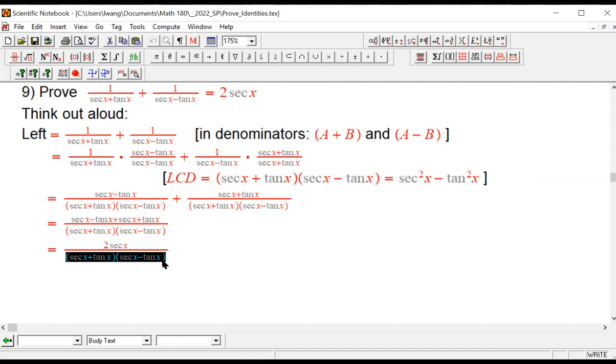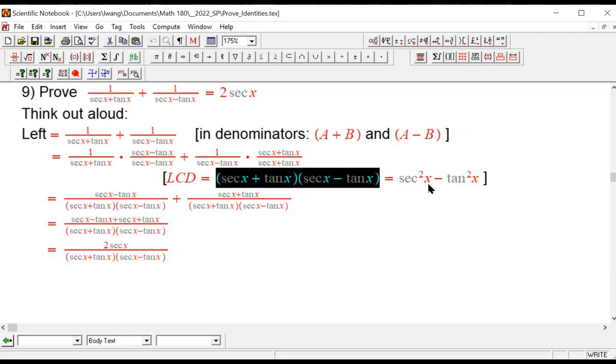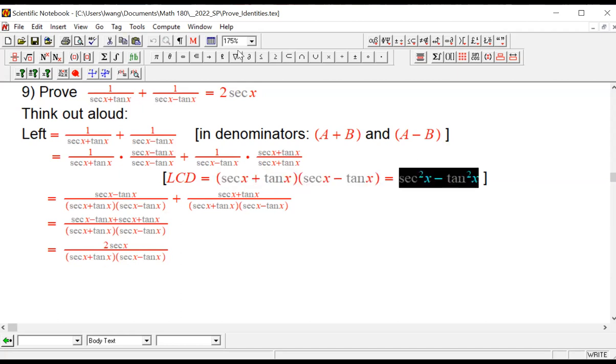But is the denominator 1? The denominator is the same as the common denominator. And of course, it's also the same as secant squared plus tangent squared. So I could replace that now. And I could even replace that earlier, don't you think? Because they're the same. You can write one or write the other, right?